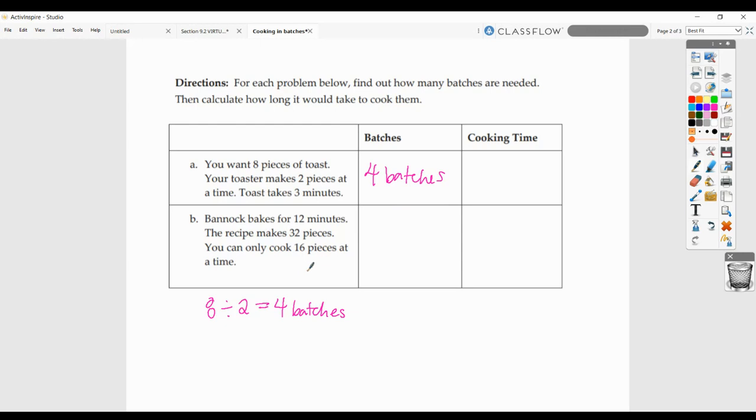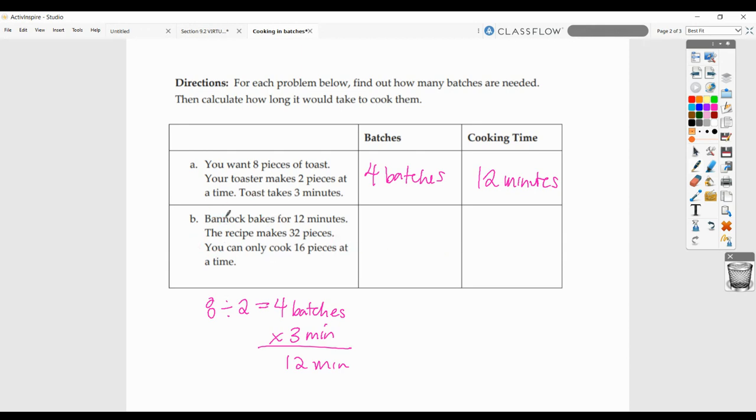And each batch takes 3 minutes. So I'm going to take 4 and multiply it by 3 minutes just to see how much it would be total. So total, it will be 12 minutes. And notice, please, that I'm putting units in here. 4 batches, 12 minutes, right? Units, minutes.